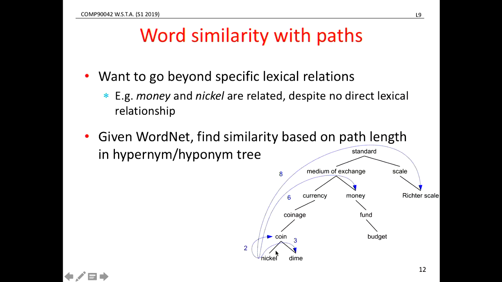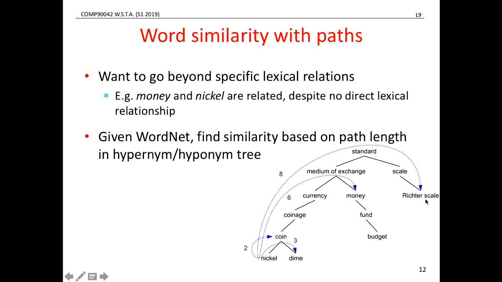So we have the word nickel here. It's a type of coin, which is a type of coinage, which is a type of currency, which is the type of medium of exchange, and so on, going all the way up to very generic terms like standard, and then we can see here money exists here.